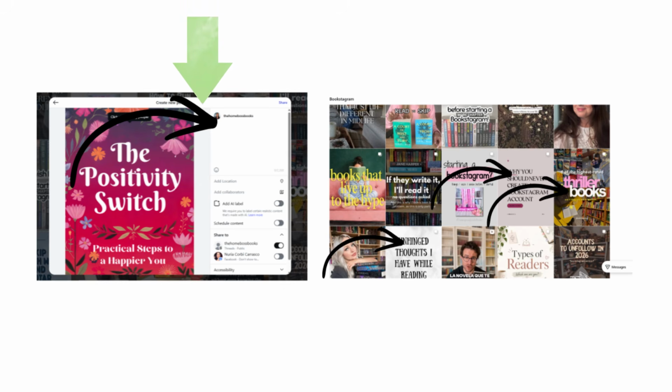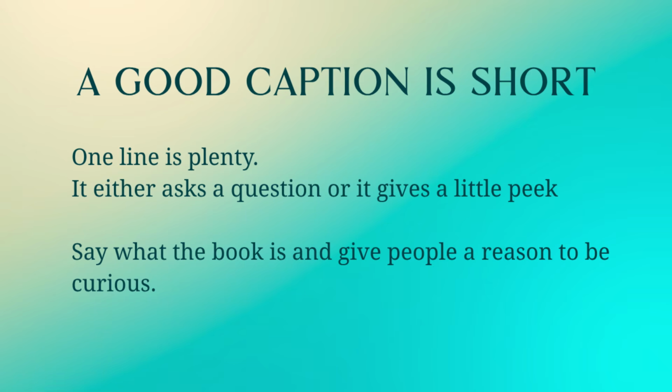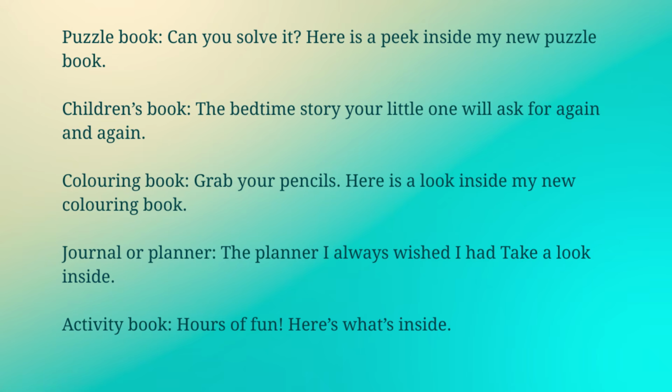So let's fix that. A good caption is short. One line is plenty. It either asks a question or it gives a little peek so people want to stop and look. Some people talk about it as a hook. You want to hook the people that are watching your video in. So here's a simple way to think about it. Say what the book is and give people a reason to be curious. Let me give you some examples for different types of books. For a puzzle book, you could write, "Can you solve it?